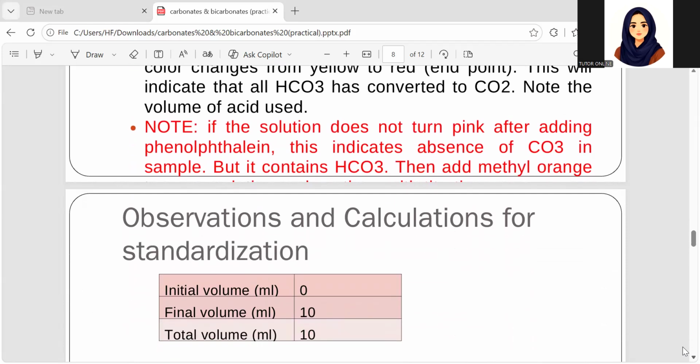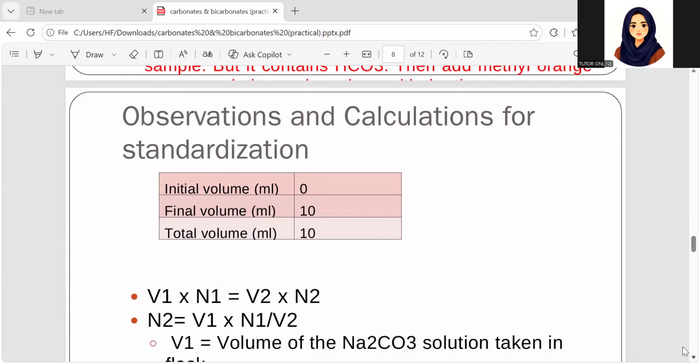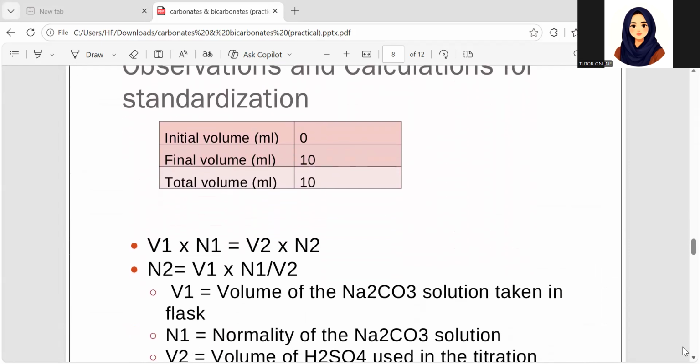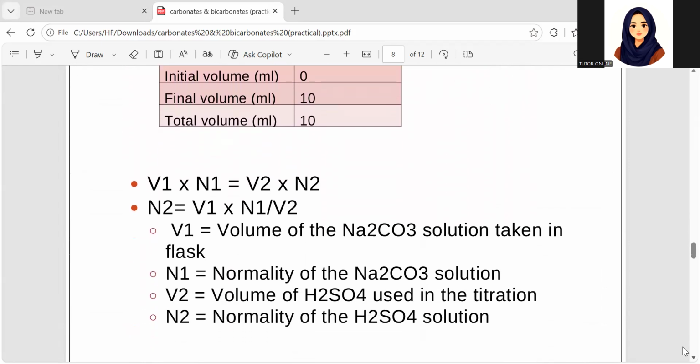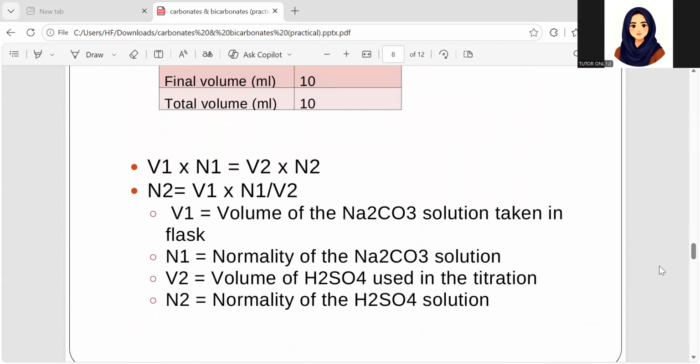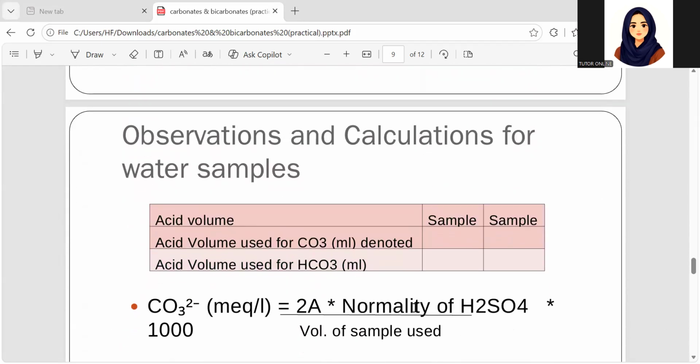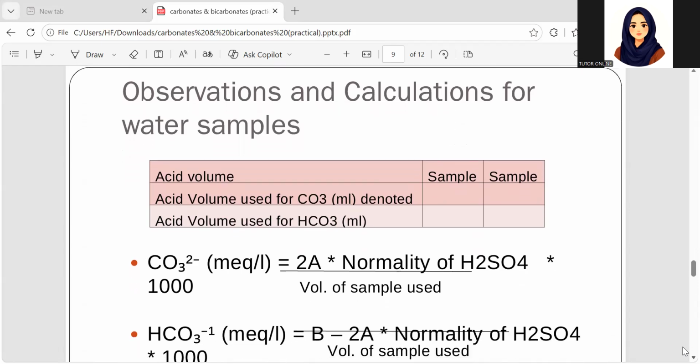Now, observation and calculations for standardization. Initial volume 0, final volume will be 10 ml, total volume will be 10 ml. We will use this formula: V1 multiplied by N1 is equal to V2 multiplied by N2. And then we will find out the carbonate and bicarbonates in the solution by the formula in the next slide.